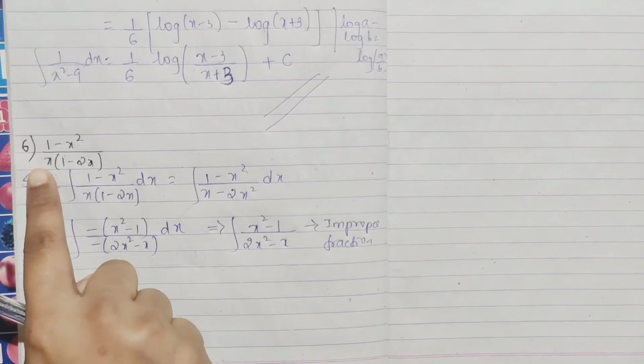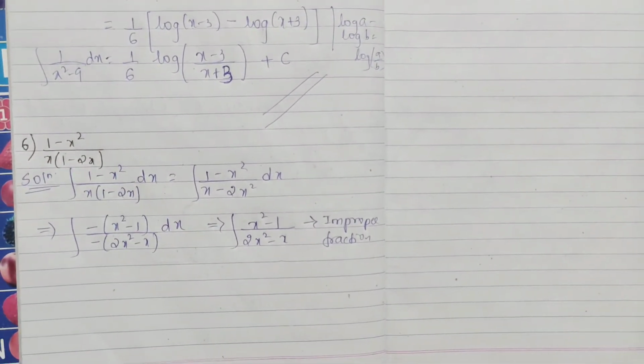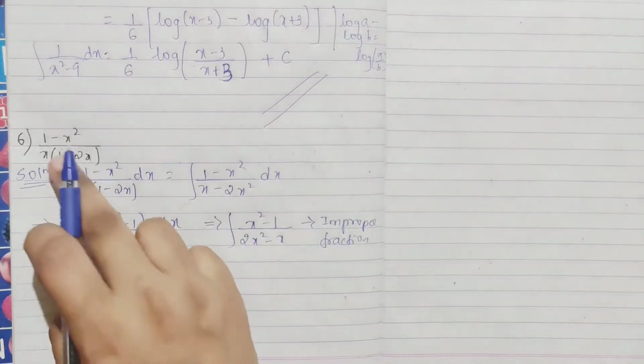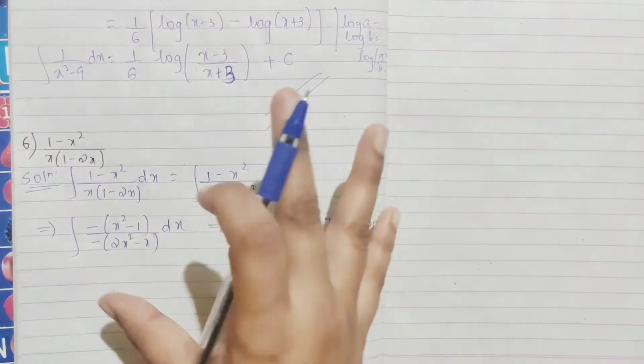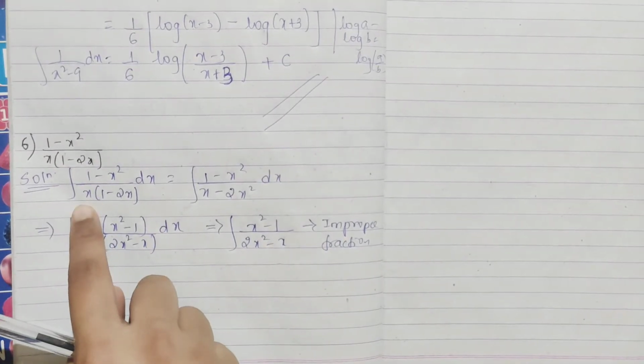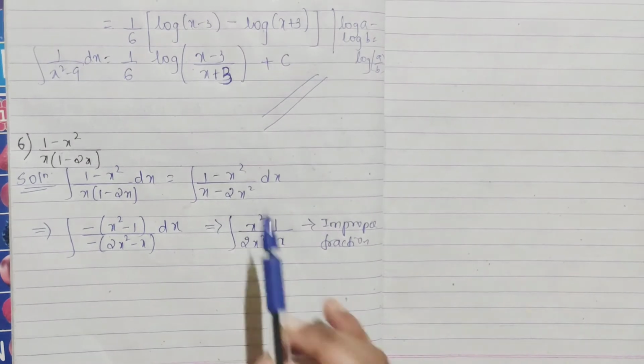Next is the sixth question, (1 minus x square) divided by x into (1 minus 2x). First write it, take the integral, because whenever they have not given it and just say integrate, you have to take it. Here we have multiplied, so x minus 2x square.